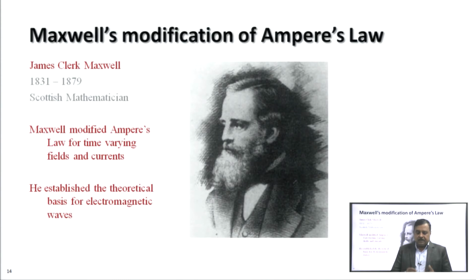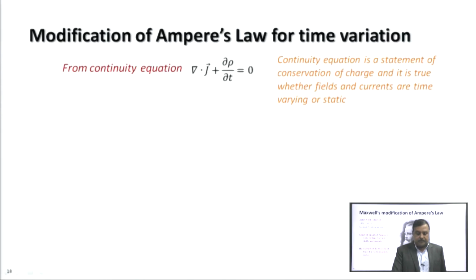All the three laws, Faraday's law, Gauss's law, and non-existence of magnetic monopoles, are valid for the time varying as well as static case, but Ampere's law is valid only when del dot J equals 0. So, James Clerk Maxwell, a Scottish mathematician, modified Ampere's law for the time varying case, and he established the theoretical basis for electromagnetic waves. Let us see how.